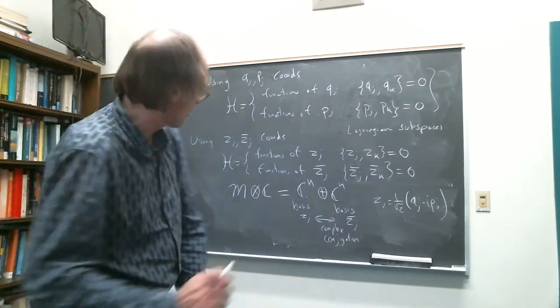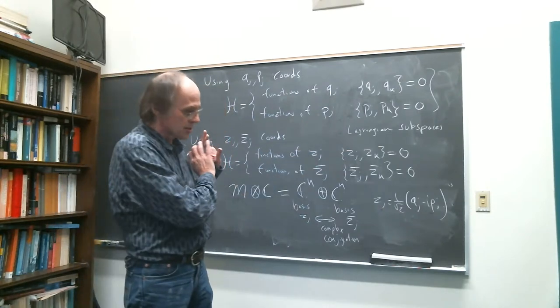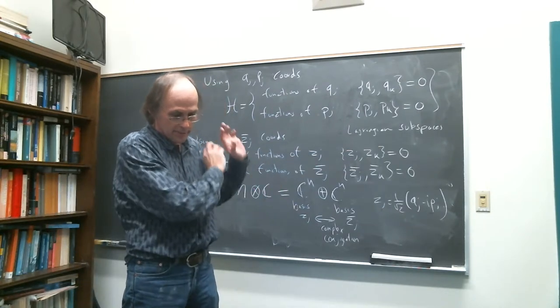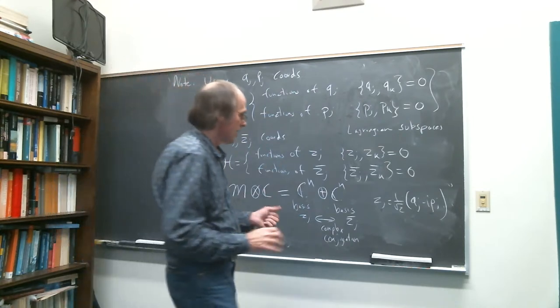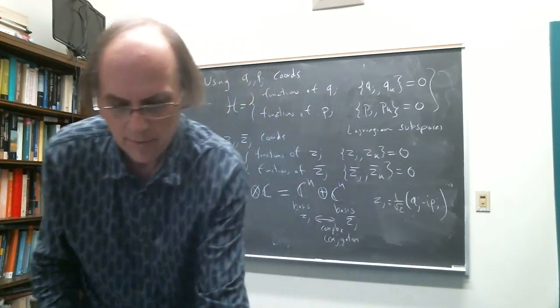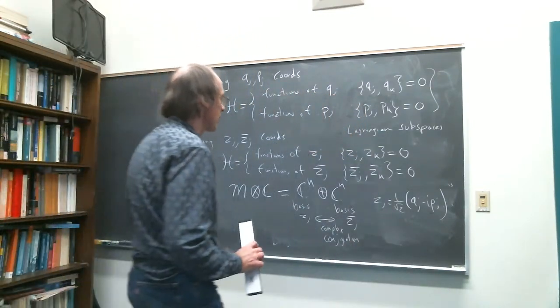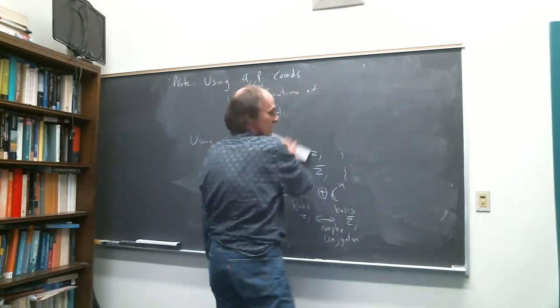Okay. So this is the whole story about the Heisenberg algebra, the Heisenberg group, and the basic story of canonical quantization. Now the next part of the story has to do with the symplectic group, and there are various ways of getting at it.